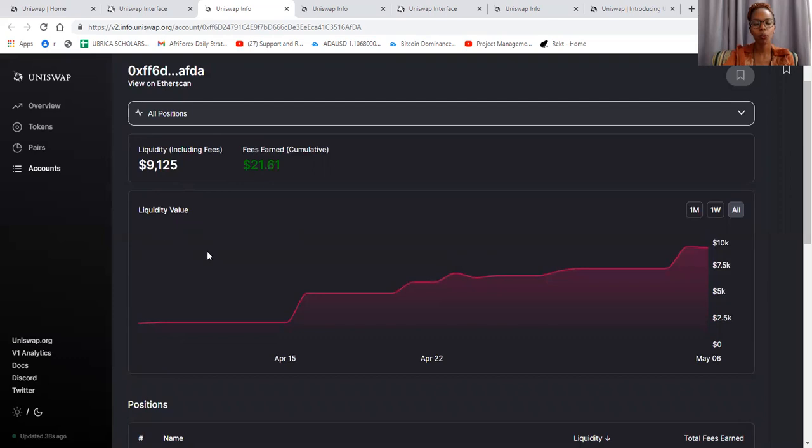So whatever amount we put in when we were starting this liquidity pool, plus the earned fees and also the changes in price, is what makes it $9,125. So that is how you get that figure.